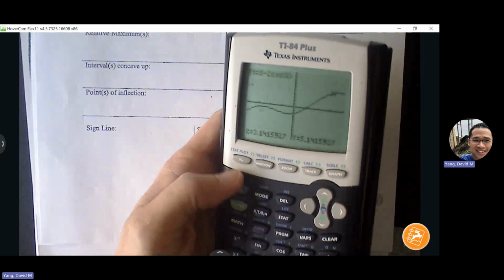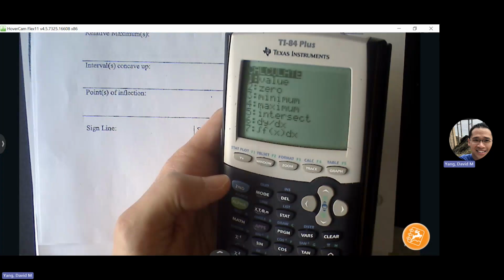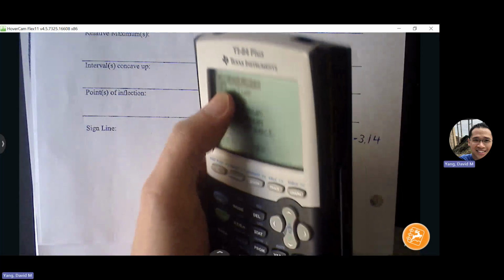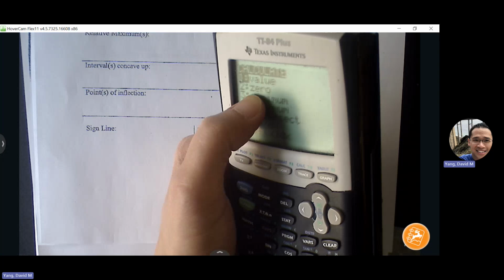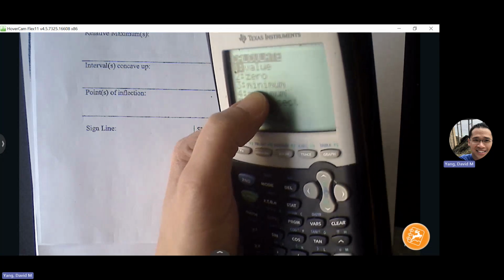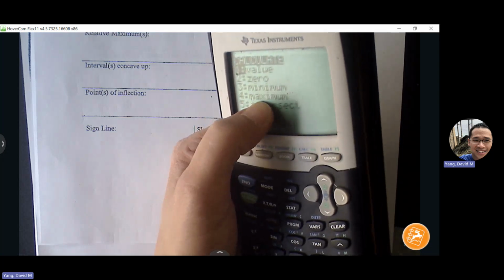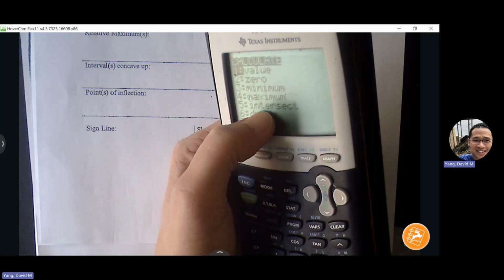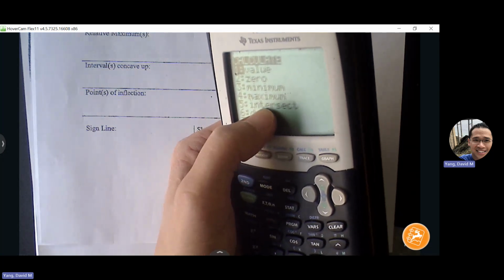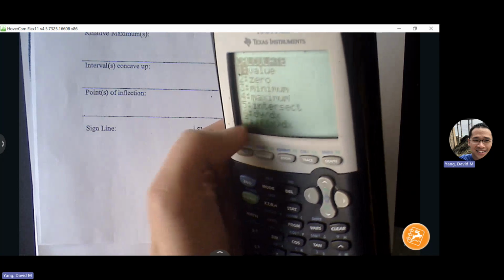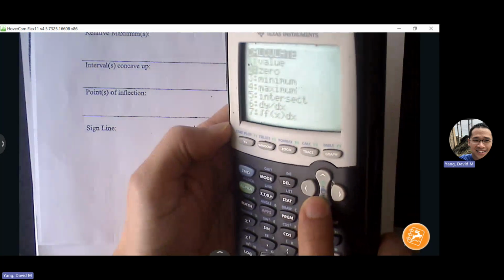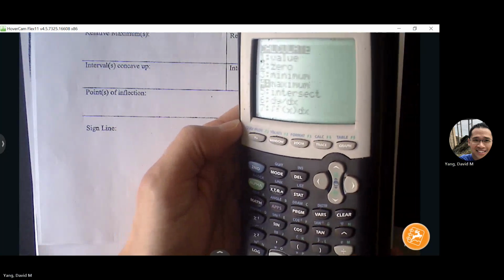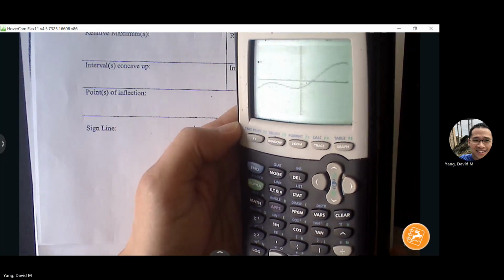So what we're going to do is you're going to go to second trace, and value will help you find any y value you're looking for given the x. Zero will help you find x-intercepts. Minimum will help you find a relative min, and maximum will help you find a relative max. And if you have two separate graphs and you're looking for the intersection, then you can click on that intersection. Okay, but we're going to start off by looking for a relative max. So we're going to go to option 4, and you're going to do maximum.